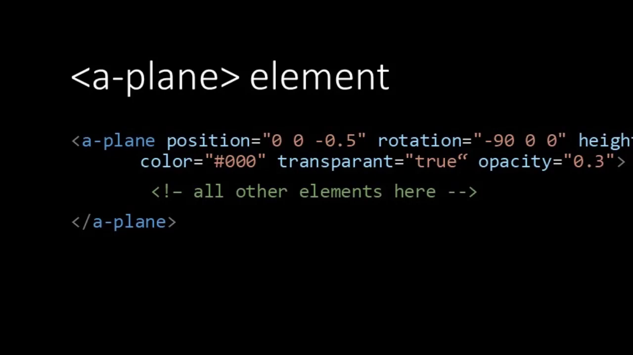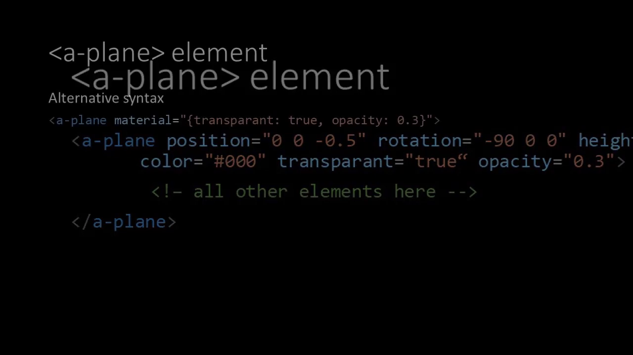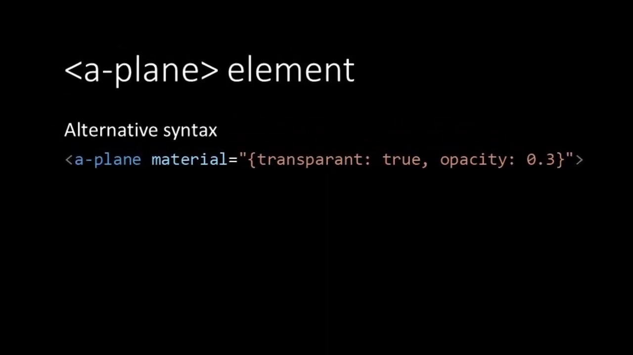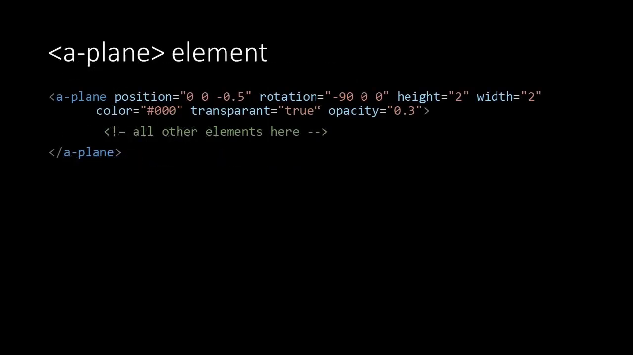Now, nested inside the plane are all the other elements of the dashboard. But before we take a look there, there's an alternative manner in which we can describe the transparency and the opacity. They are all properties of the material. So we could also have used the attribute material, which is then equal to a stringified object that contains all the specifications, all the properties of a material, like transparent set to true in a key value pair, and the opacity set to 0.3 in a key value pair. What syntax you're going to use is up to you. I've chosen for the, let's say, straightforward approach above.